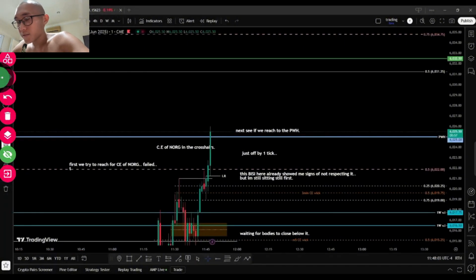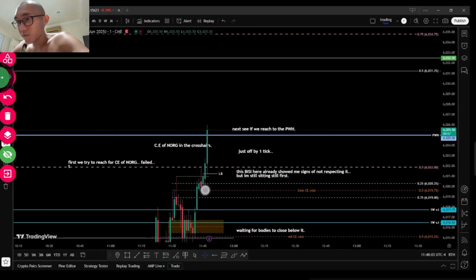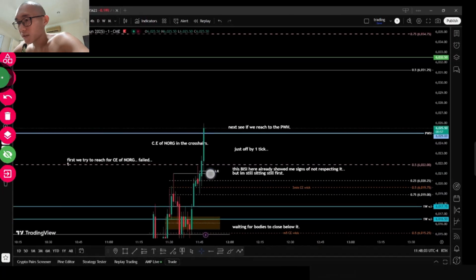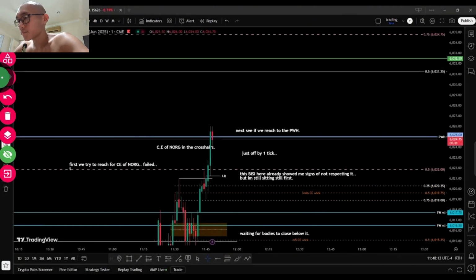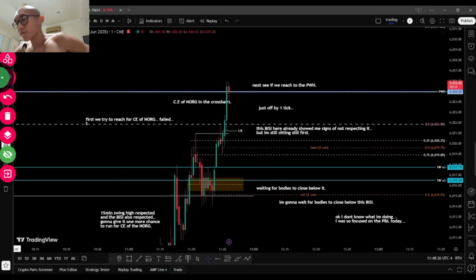So we form an inverted rebalance, trade into this fair value gap here. Like I said, this can be a trade idea. Respected the CE of the 3-minute fair value gap, stop is below here, and an immediate rebalance formed, bam. So we reach both of the targets already.